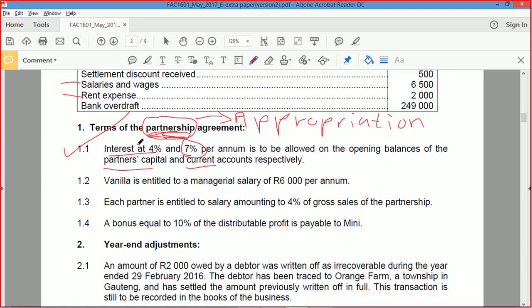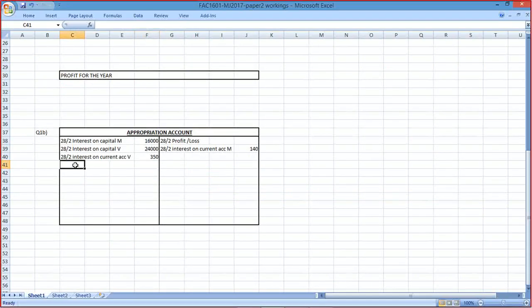Point number 2, Vanilla is entitled to a managerial salary. Yes. Why do I need it? Because it's part of the appropriation to say how much V gets. Correct. So V is being given a salary of 6,000 per annum from the appropriation of the partnership, because the partnership is going to pay this to V.